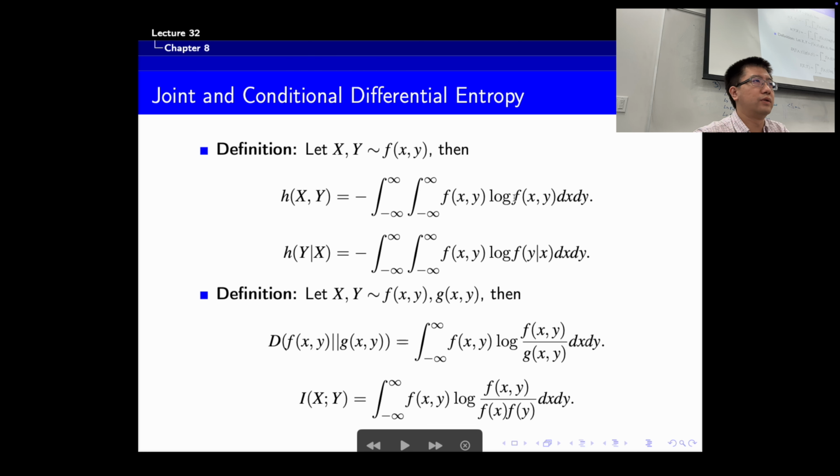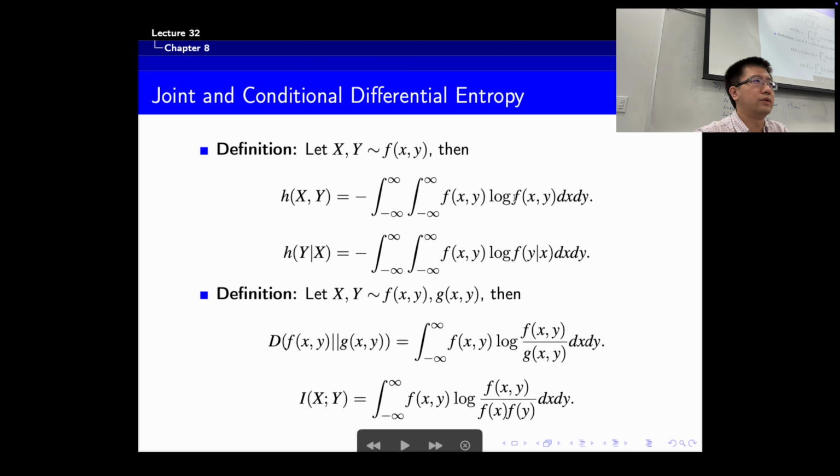Here there's nothing special, because the definition of the differential entropy is exactly the same as before. The only thing we need to do is to replace summation by integral. Everything else is the same. Therefore, we can use the exact same method to define the AEP.